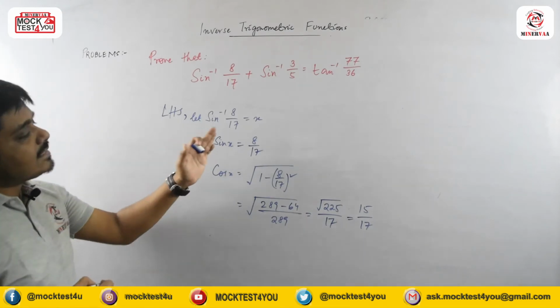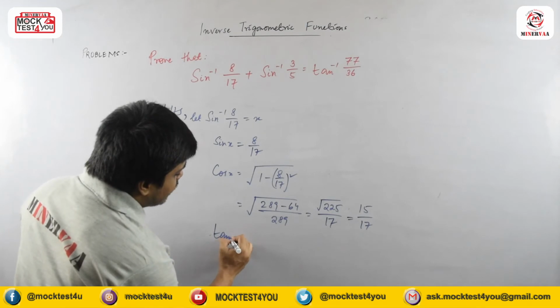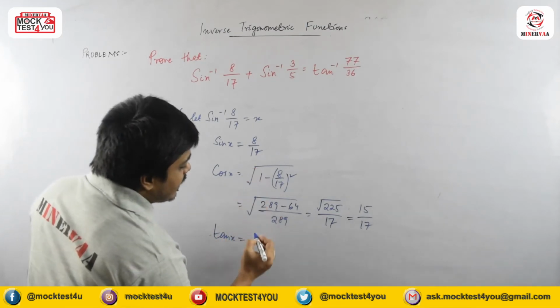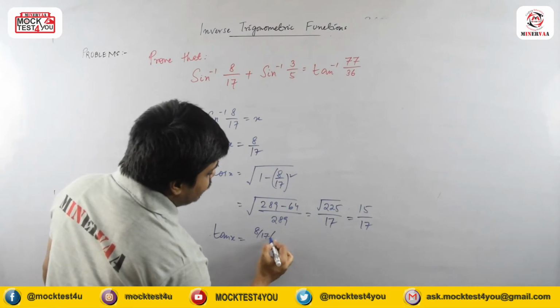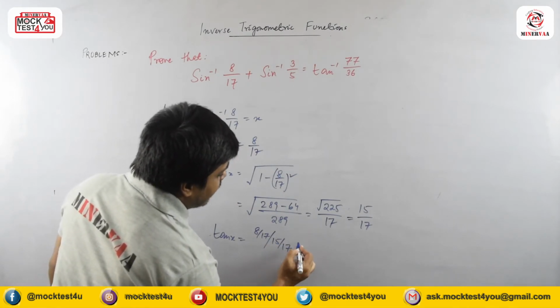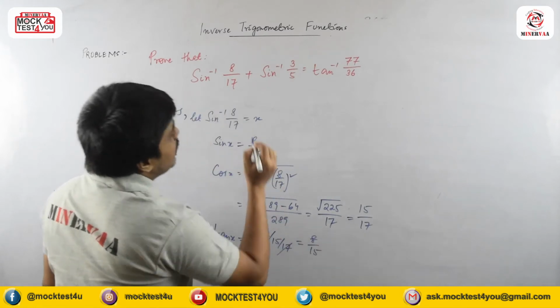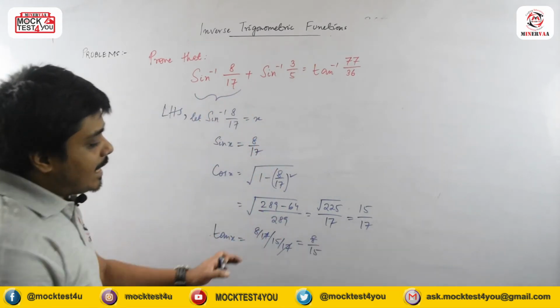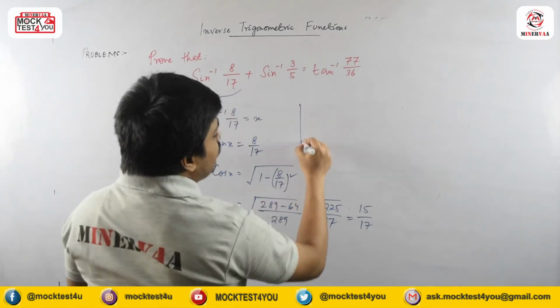So if sin x is this, cos x is equal to that. So tan x is equal to what? It's very easy. Tan x is nothing but 8 by 17 divided by 15 by 17, and that is nothing but 8 by 15. So we got that, 8 by 15. Now what about this sine inverse 3 by 5? What are we going to do with that one?